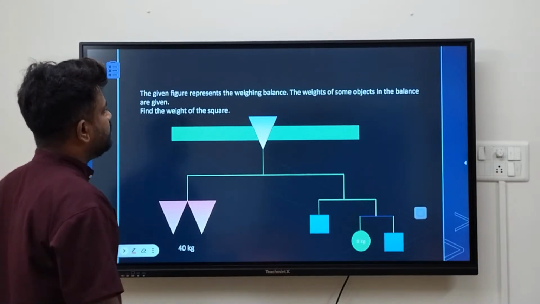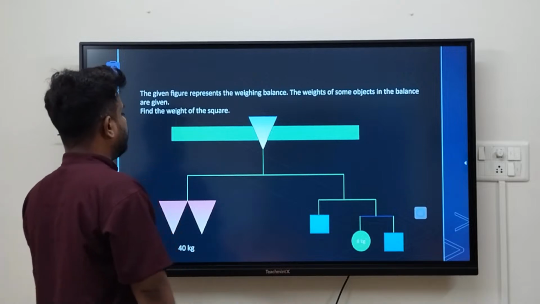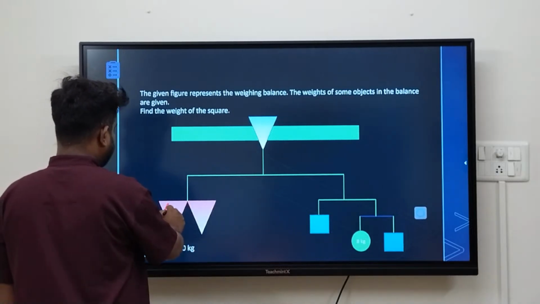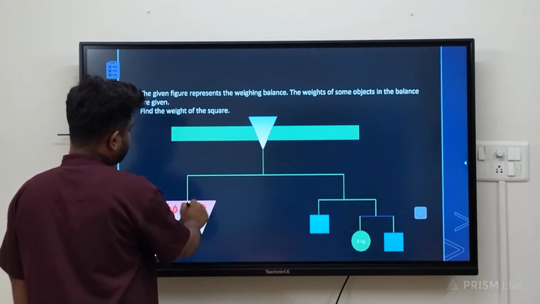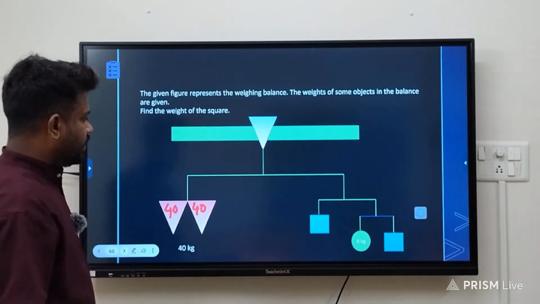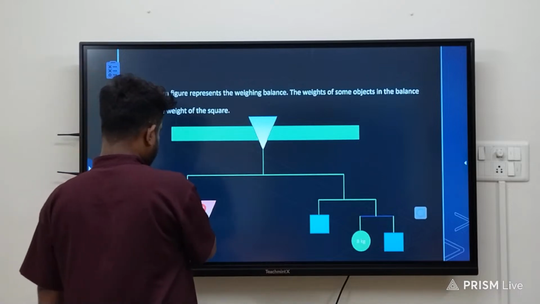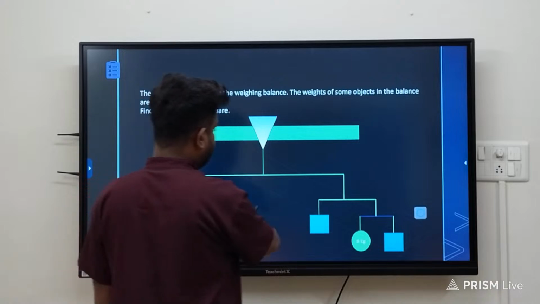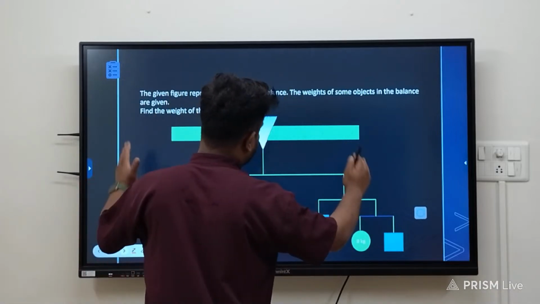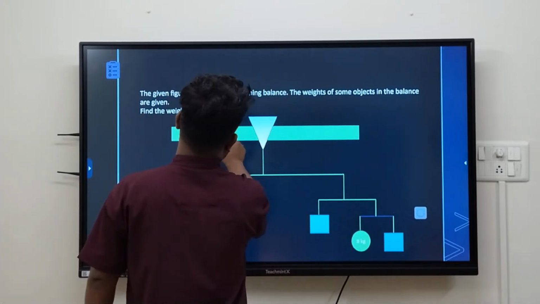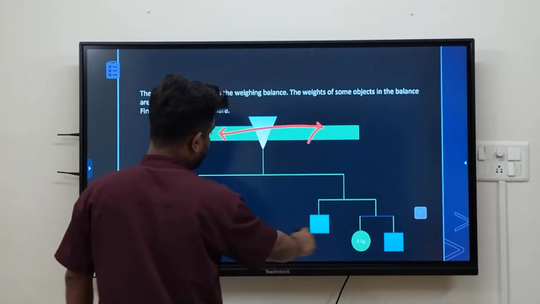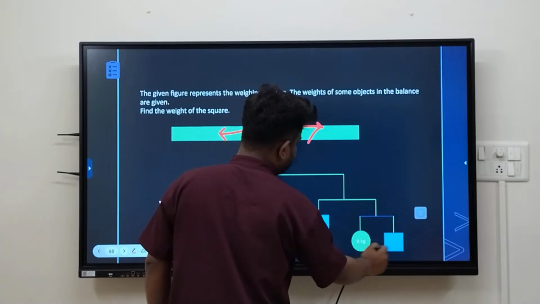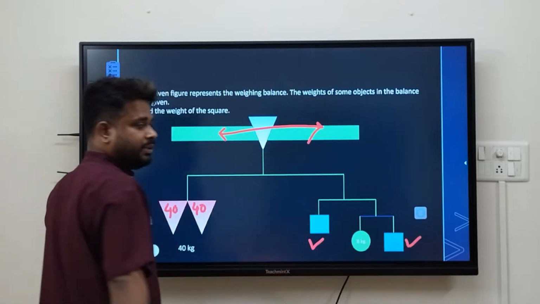Okay, next. The given figure represents a weighing balance. The weights of some objects in the balance are given. Find the weight of the square. So these two are 40 kg, so we can think of this as 40. And if this one is 40 kg, to make the balance work, this one also has to be 40 kgs. And by the shape we can see that they both are similar.